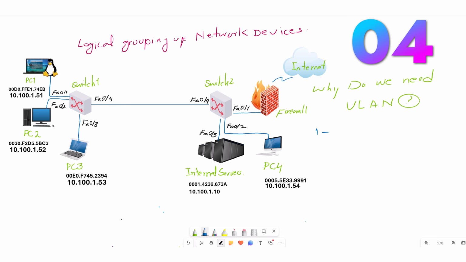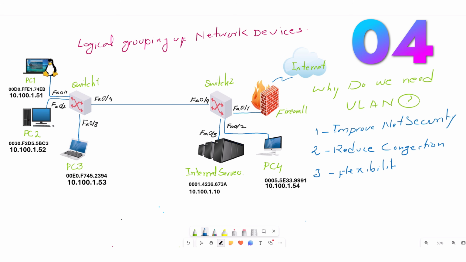First, it improves network security, meaning VLANs isolate traffic, so sensitive data stays within its VLAN. Second, reduced congestion, meaning VLANs minimize unnecessary broadcast traffic. Third is flexibility. You can group devices by function, department, or any criteria you choose, regardless of their physical location. The fourth is cost efficiency. Instead of creating separate physical networks, VLANs allow segmentation within one network infrastructure.